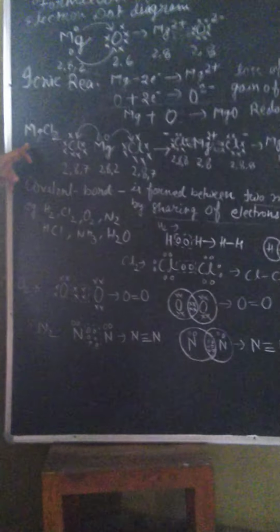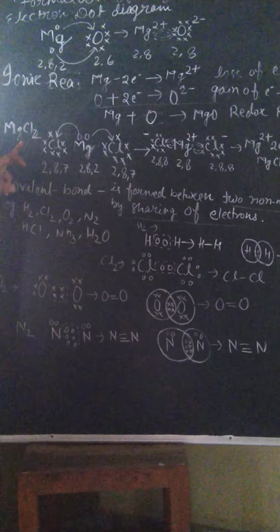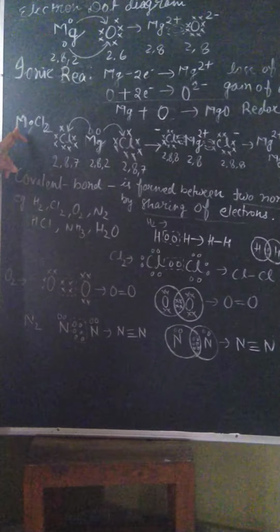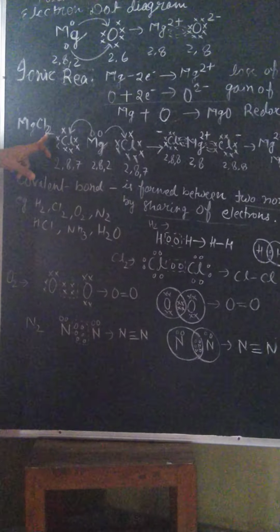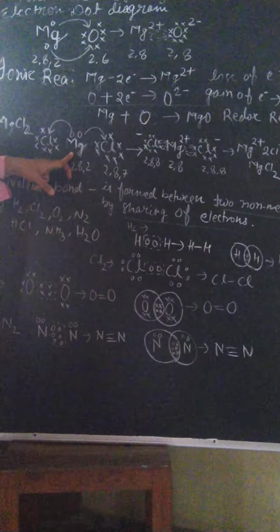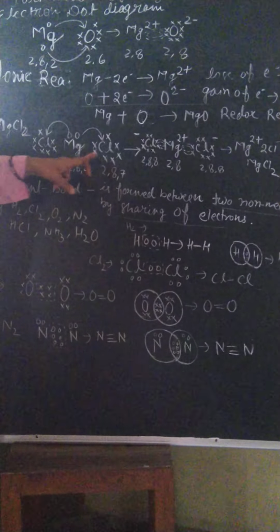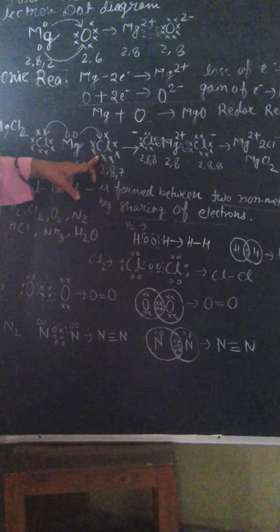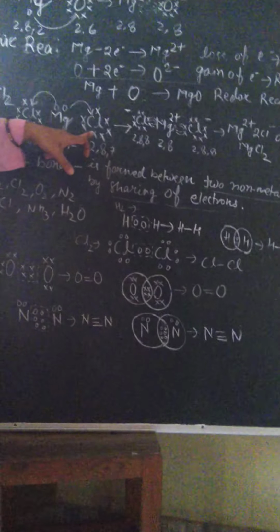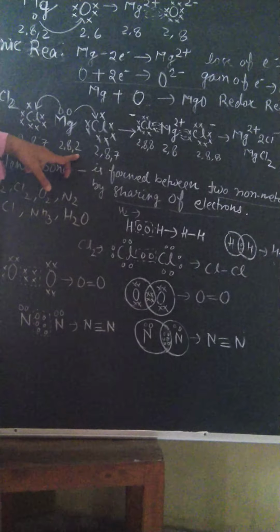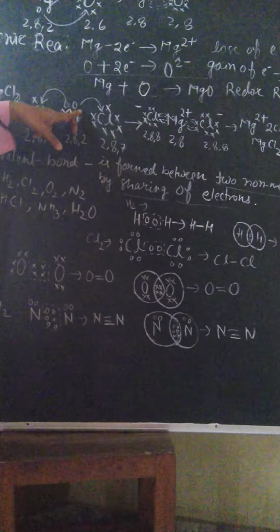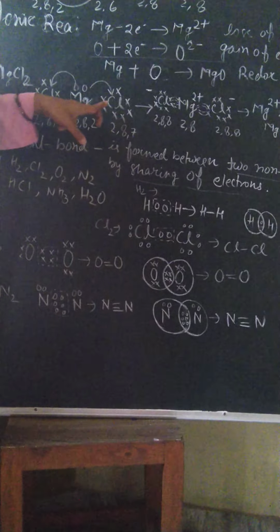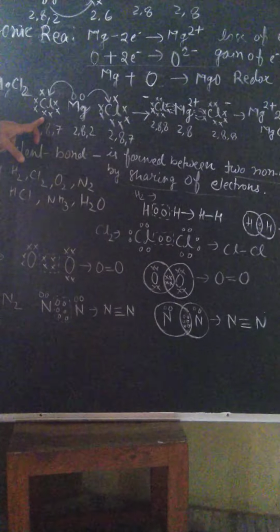Now second example is magnesium chloride. So first of all, see how many atoms are there. 1 atom of magnesium, 2 atoms of chlorine. So keep the magnesium in between and both the sides it will be surrounded by chlorine. Configuration of chlorine 2, 8, 7. This one will also have configuration 2, 8, 7. Now magnesium configuration 2, 8, 2. Magnesium loses 2 electrons and 1 electron is gained by each chlorine.